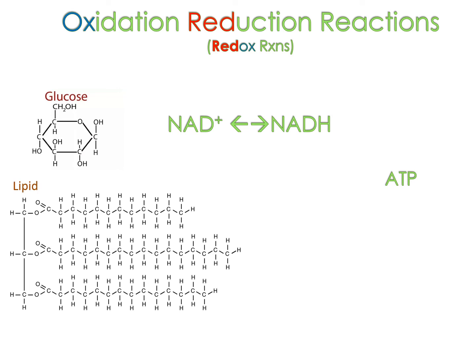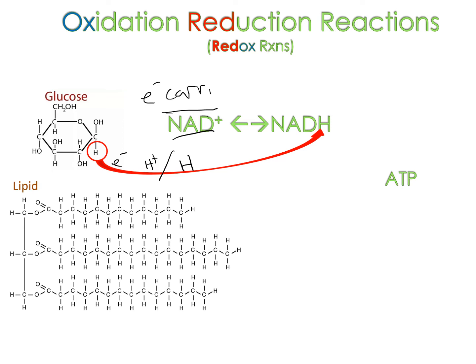Oxidation reduction reactions, again, redox reactions. Let's look at an example for the production of ATP. So, glucose has lost a hydrogen and the electron attached to the hydrogen. So, an electron and a proton, or we could also just say hydrogen, right? And it has been added to this molecule, NAD plus. NAD plus is an electron carrier, and it is now reduced. How do I know it's been reduced? Because it has gained a hydrogen.